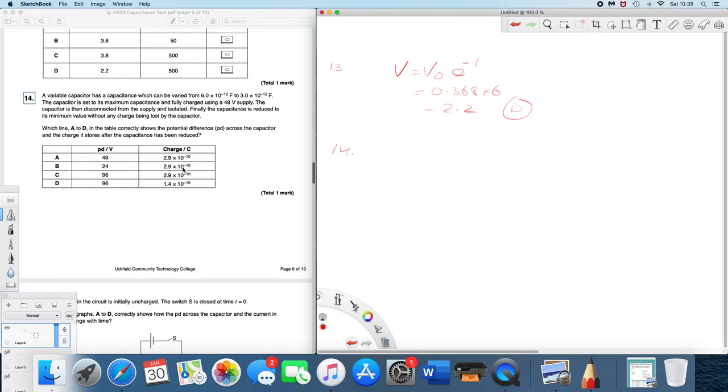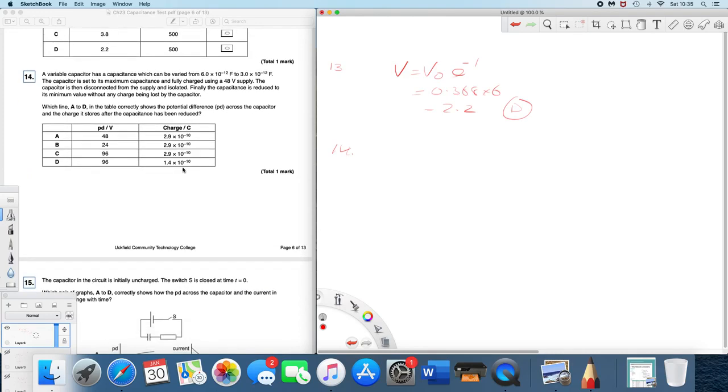Question 14. A variable capacitor has a capacitance which can be varied from 6 picofarads to 3 picofarads. The capacitor is set to a maximum capacitance and fully charged using a 48 volt supply. The capacitor is then disconnected from the supply and isolated. Finally, the capacitance is reduced to its minimum value without any charge being lost by the capacitor. Which line correctly shows the PD and the charge?